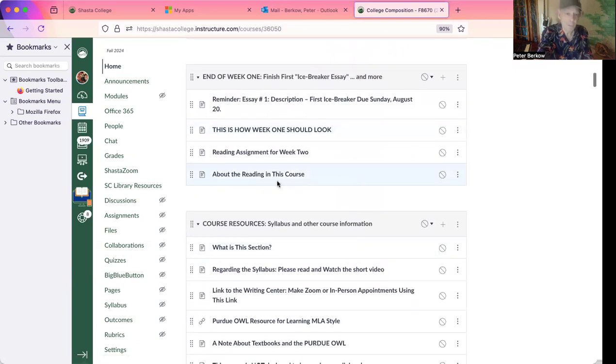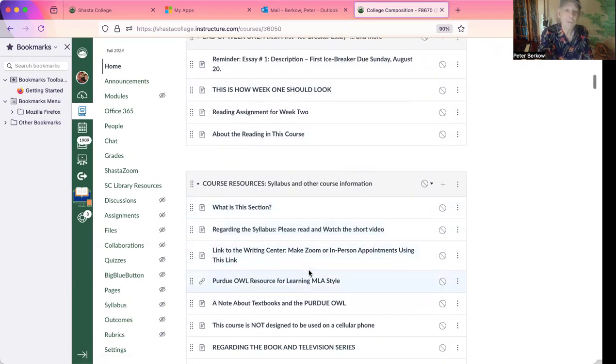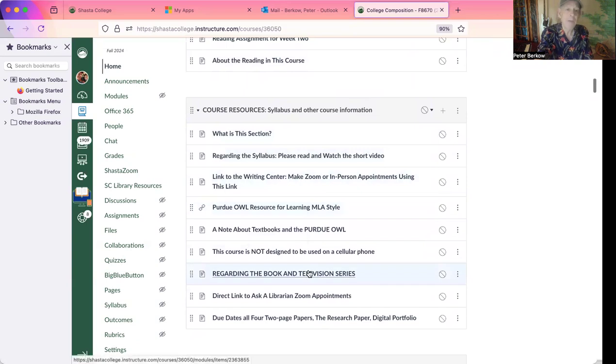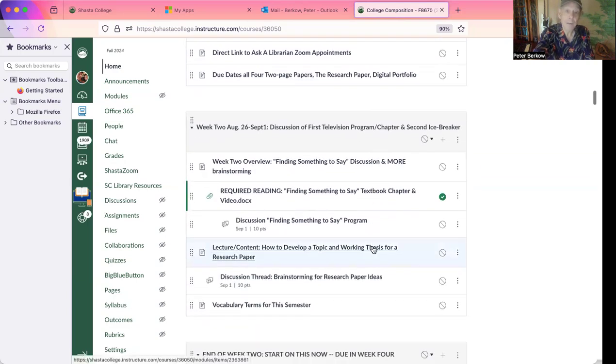Because it's introductory information, the first week has a course resources section. I would highly recommend that you make yourself aware of this. In week number one, there's not a whole lot to do. I do want you to write an introductory icebreaker assignment that won't affect your grade. You won't have to worry about it. That will all be explained in week number one.